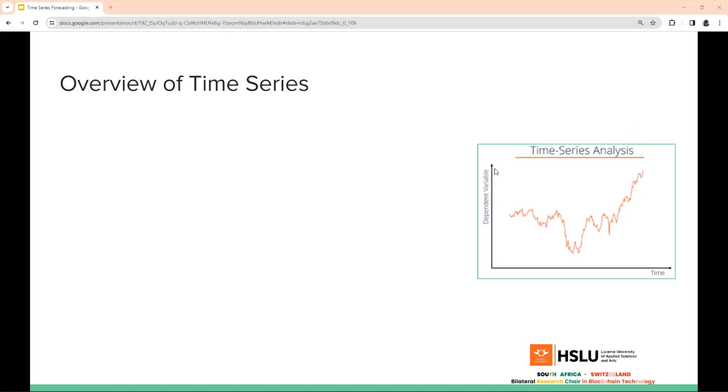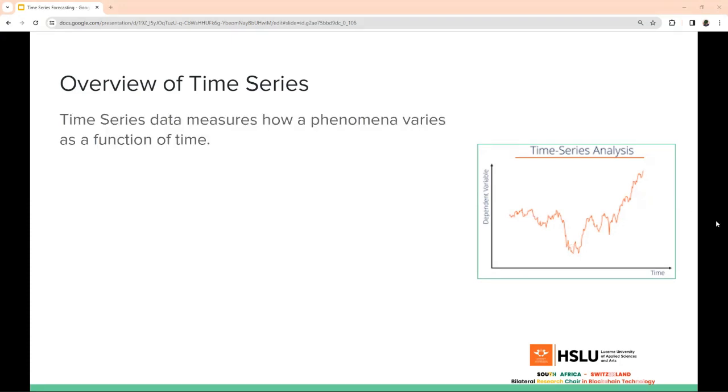If you look on the graph on the right, you can see what we call a time series chart, where we have a dependent variable on the y-axis and how it varies with respect to time, right? So essentially, time series data measures how a phenomenon varies with respect to time. In a time series data set, time is not considered a variable or a column. In machine learning, time would probably be considered a variable, but in time series analysis it is considered the inherent or primary structure used for ordering the data.